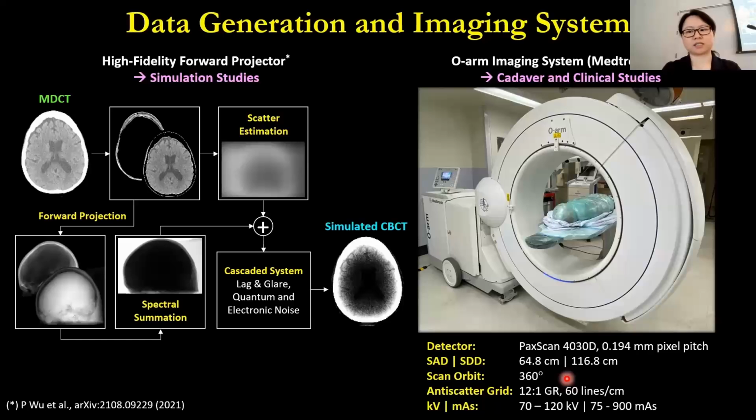To train and test the synthesis network, we use a high fidelity forward projector, which simulates realistic cone beam CT from CT. This forward projector models the entire cone beam CT image formation process, including X-ray scatter, spectral effects, detector lag and glare, and quantum and electronic noise. And to further evaluate the method performance, we also conducted a cadaver study and clinical pilot study using the O-arm system, as shown here, which features an X-ray source and a flat panel detector within this O-shaped gantry.